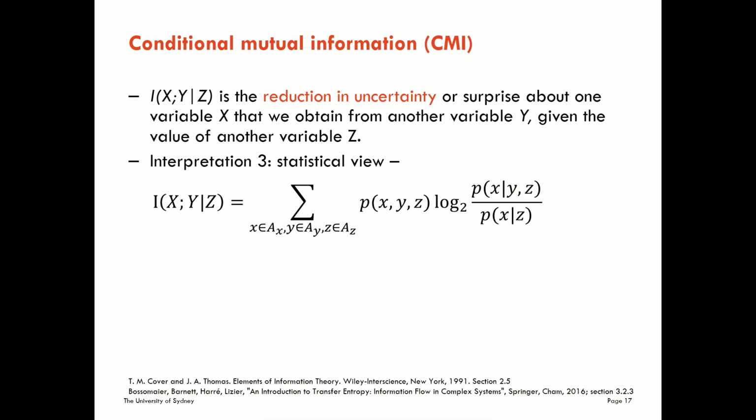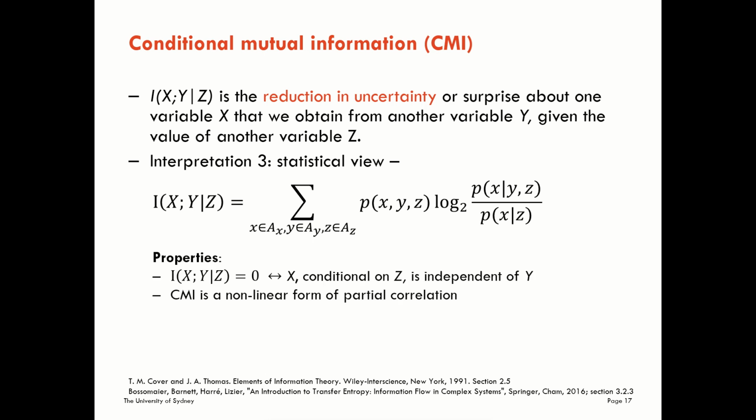Moving on to a third interpretation, we can give a statistical view of the conditional mutual information as well, in the same way that we did for the ordinary mutual information. Here we have the property that the conditional mutual information is 0, meaning that x, conditional on z, is independent of y, or vice versa. We can also think about the conditional mutual information as a nonlinear form of partial correlation, the same way that the mutual information was seen as a nonlinear form of ordinary correlation.